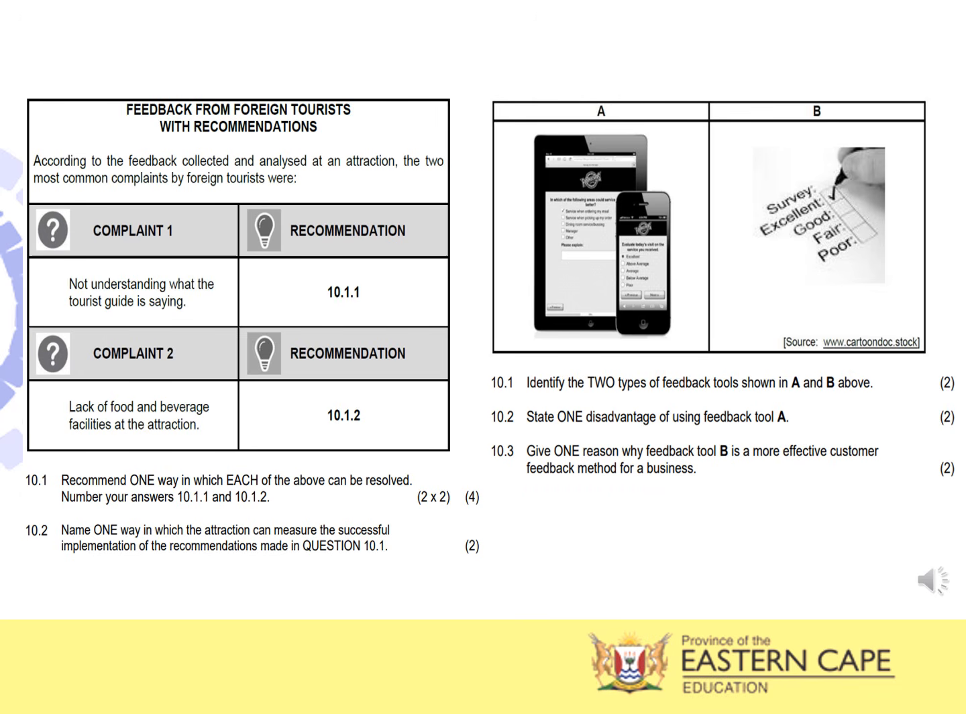On the left source, there's one higher order question where you need to use critical thinking, and one lower order question where you must recall a fact. On the other source, the questions are lower order questions. This is always the shortest question in the paper, but is often answered poorly. Read the questions properly. Brainstorm solutions for service delivery problems and why customer complaints are important.